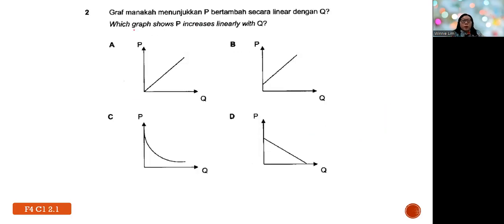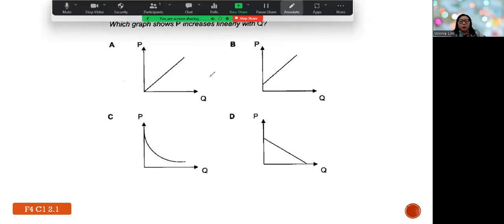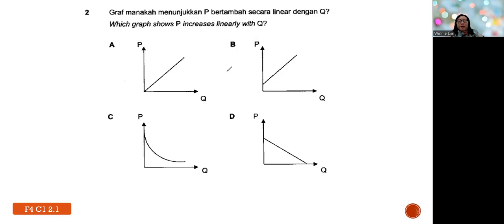Question 2. Which graph shows P increases linearly with Q? So there is a different relationship between the y-axis and x-axis. Linear means straight line. If you look at the graphs, those with a straight line are A, B, or D. C is wrong. The next thing is increasing. D is not increasing. Now, increases linearly means it does not start at 0 on the y-axis or x-axis. So that's why the answer is B. This shape increases linearly.